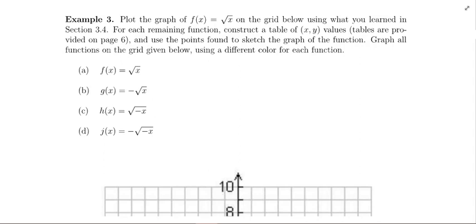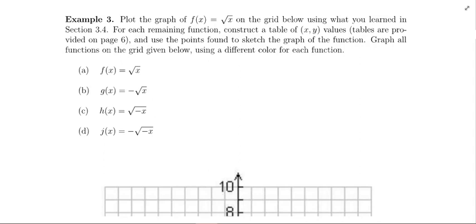Graph all functions on the grid given below using a different color for each function. And the functions here are, in part A, f of x is equal to the square root of x. In part B, g of x is equal to the negative square root of x. In part C, h of x is equal to the square root of negative x. And finally, in part D, j of x is equal to the negative square root of negative x.